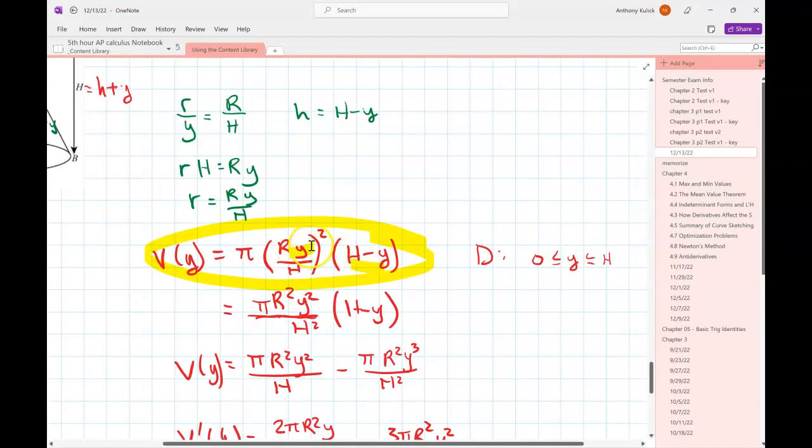I know that y is a dimension, so it can't be negative. So it has to be greater than or equal to 0. It has to be less than H, because if it was greater than H, this piece would be negative, giving me a negative volume, and that's nonsense also. It couldn't be bigger than H because H is the height. Sure, you can think about it that way also.